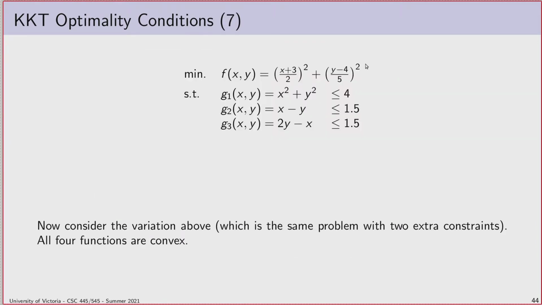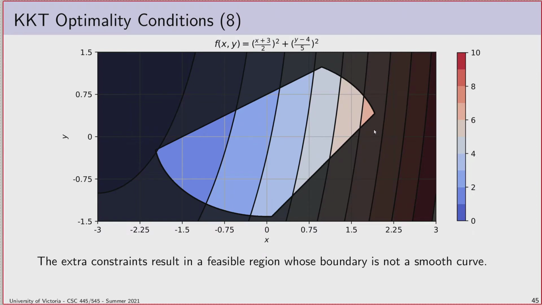So this is the same problem, but I've added two more constraints to it. The first two things, the objective function and g1, are the same, but I've added in two extra constraints which will give some more nuance to the way our constraint region looks. So now the constraint region looks like this. This is still the curve supplied by g1. These other two walls I've added are these two new constraints.